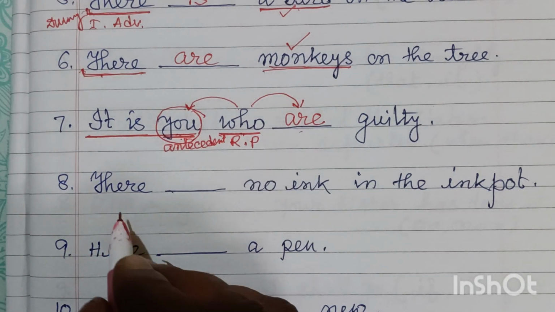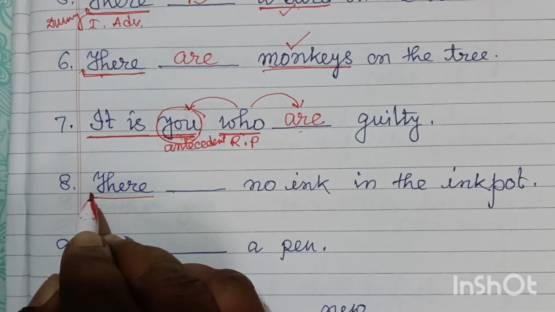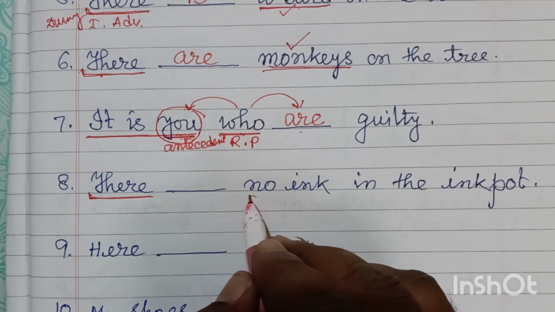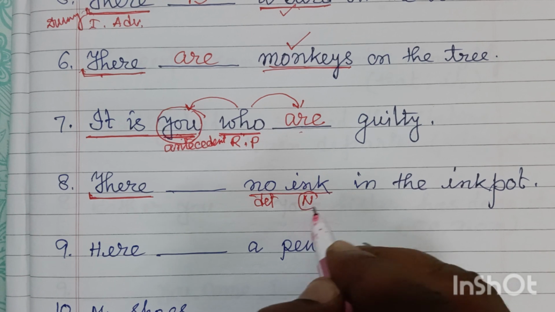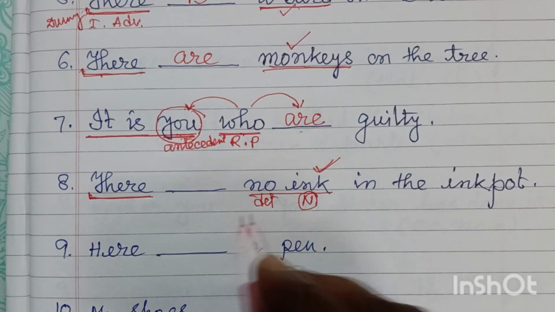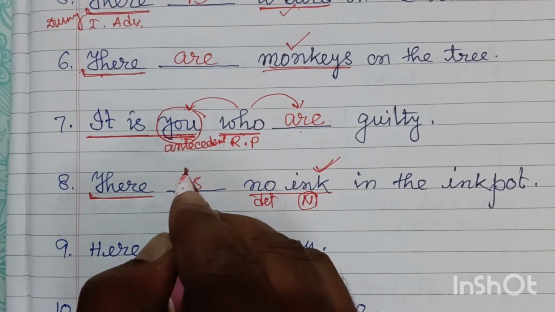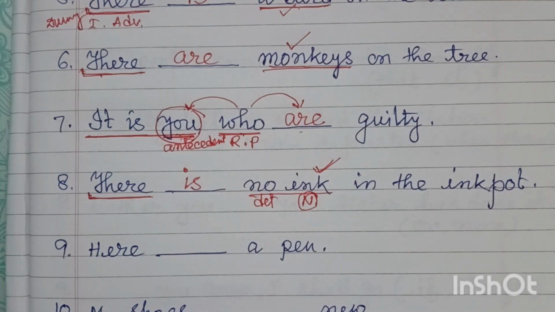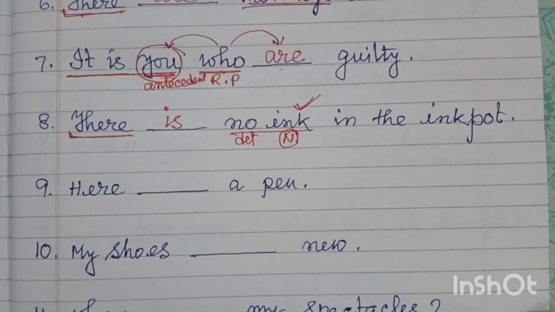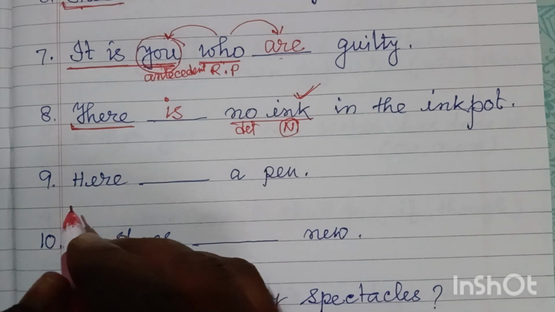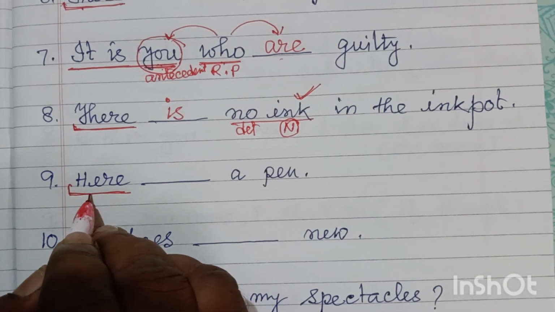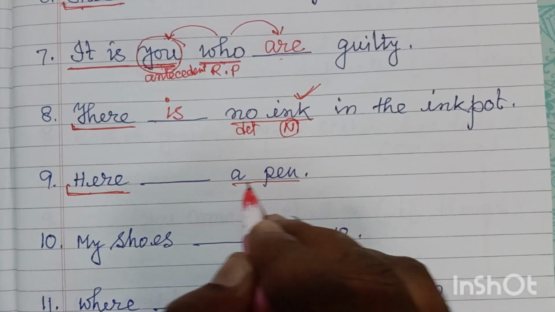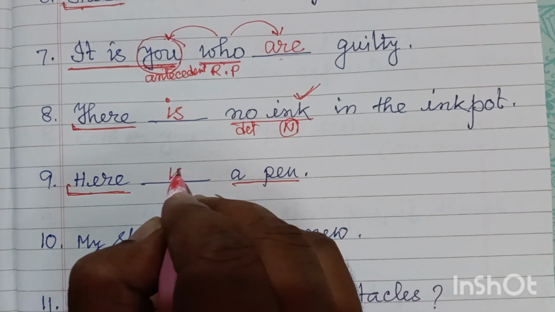Here in this sentence you can see the same thing. There is an introductory adverb, and here you can see no ink. No is the determiner and ink is the noun. And my dear friends, it is uncountable. It is always treated as singular, so we have to use: there is no ink in the ink pot. This word there is also an introductory adverb. It is not the actual subject. The subject is a pen. So it is singular, we have to use is.